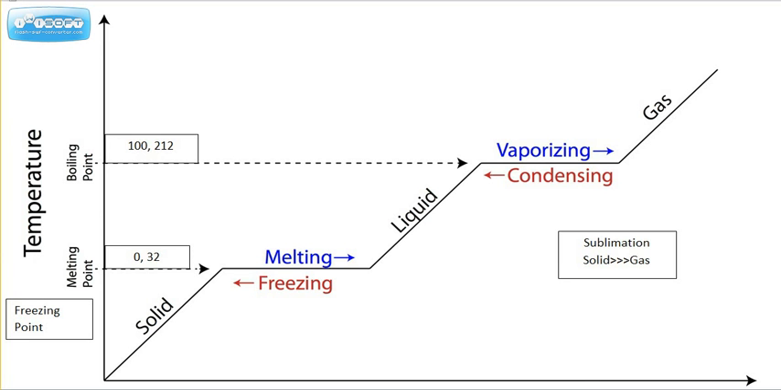You also see the word sublimation, and that is where a solid skips the liquid phase and goes immediately into the gas. And an example of that is dry ice. So you will need to know this chart. You will see it on your science EOG, and you may see it on your next weekly assessment.